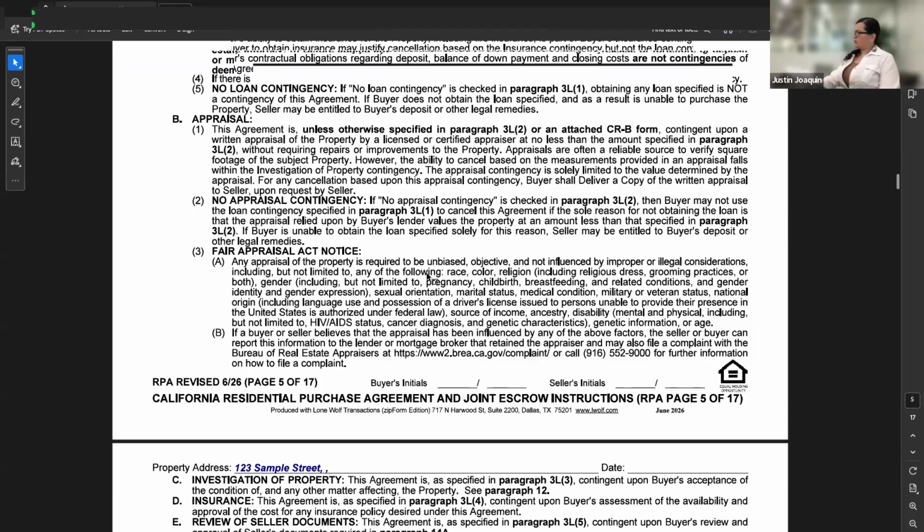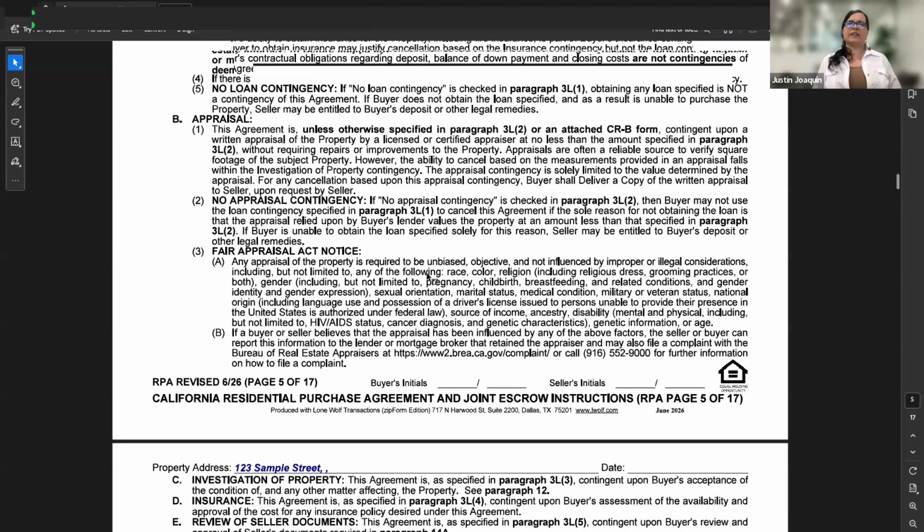Okay, and in the middle, where it says, however, the ability to cancel based on the measurements, now it's bringing in something else. The measurements provided in an appraisal fall within the investigation of property contingency. So we've got to be careful, because if we removed our investigation contingency, but the appraisal comes back and it measures 300 square feet less than what the buyer thinks, you can't cancel based on appraisal contingency. That would have been the investigation contingency. Make sure we understand the difference.